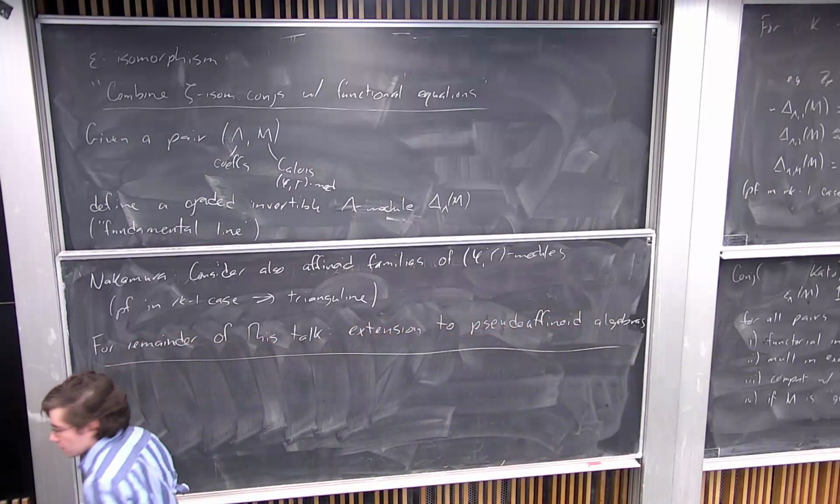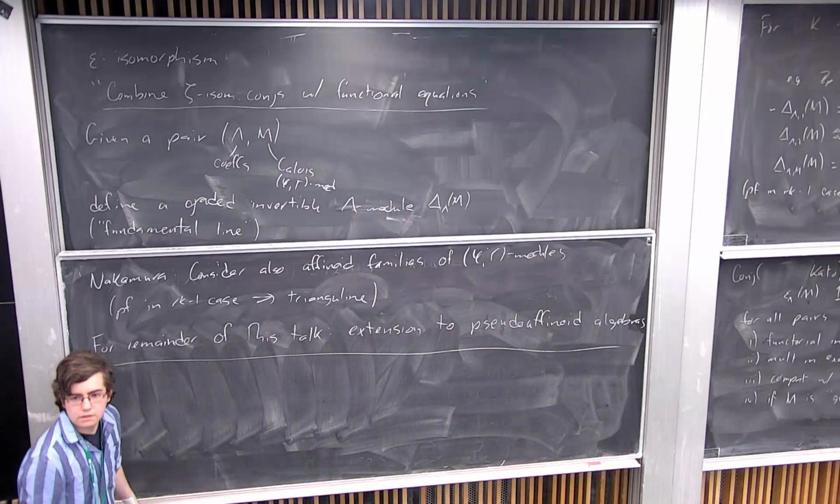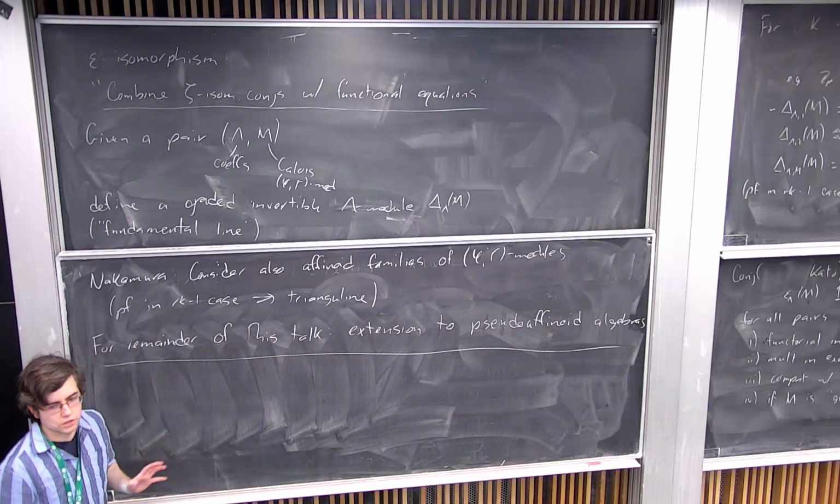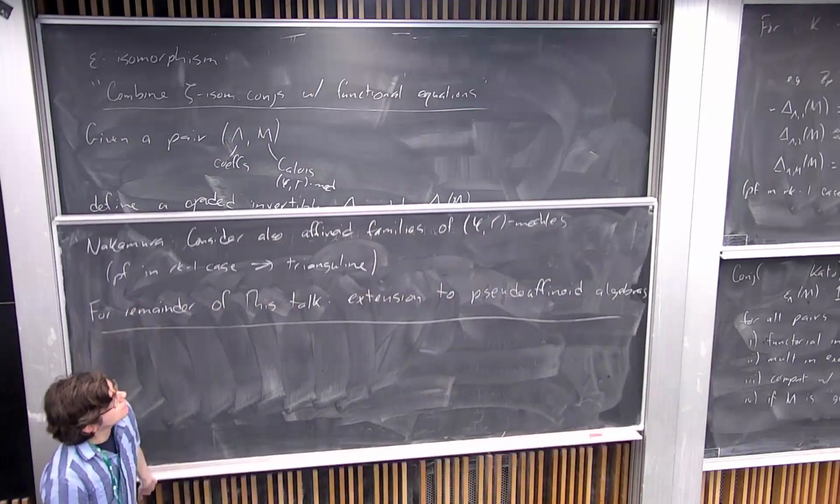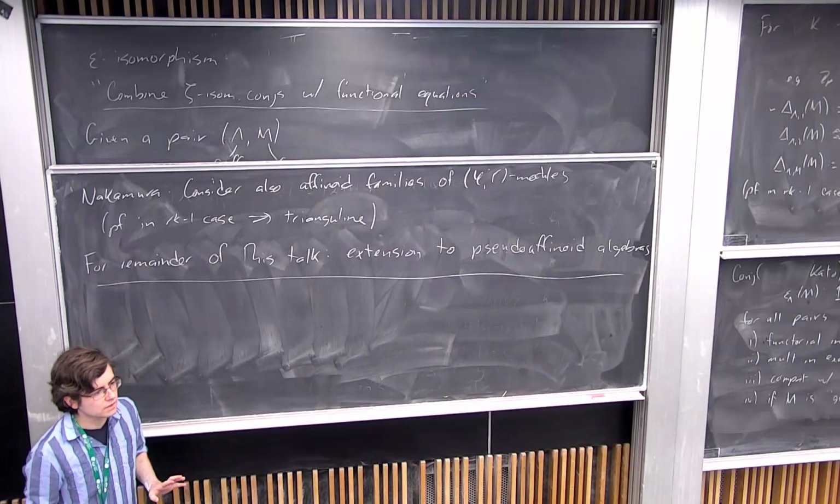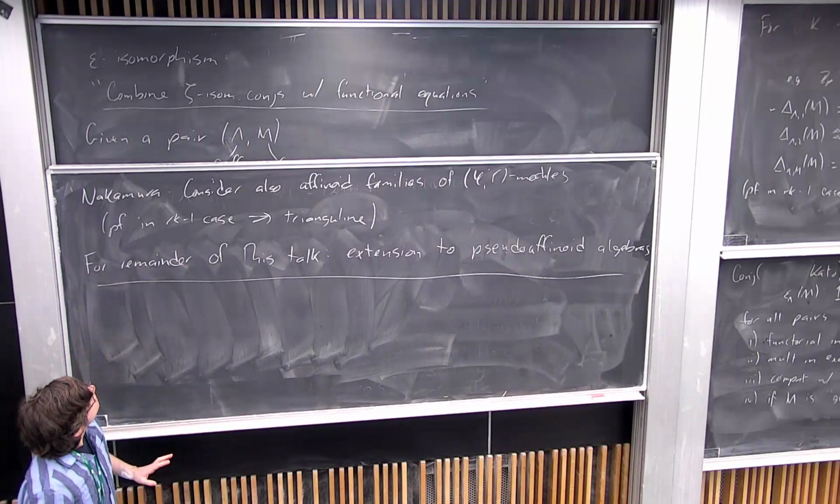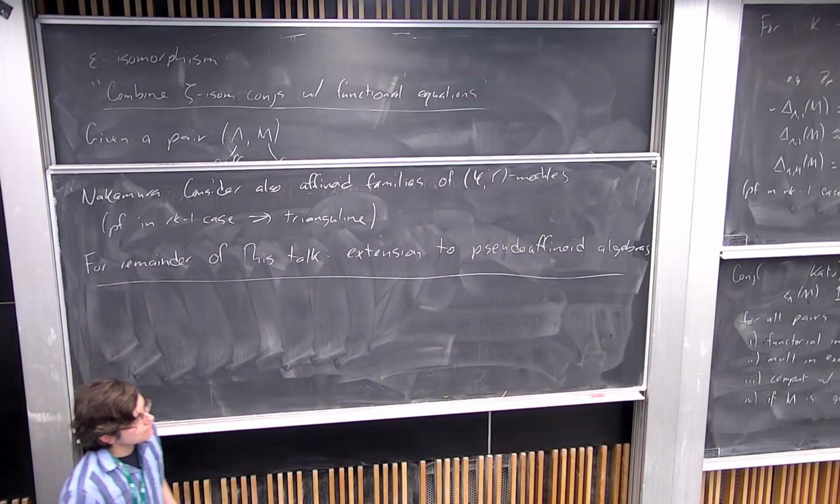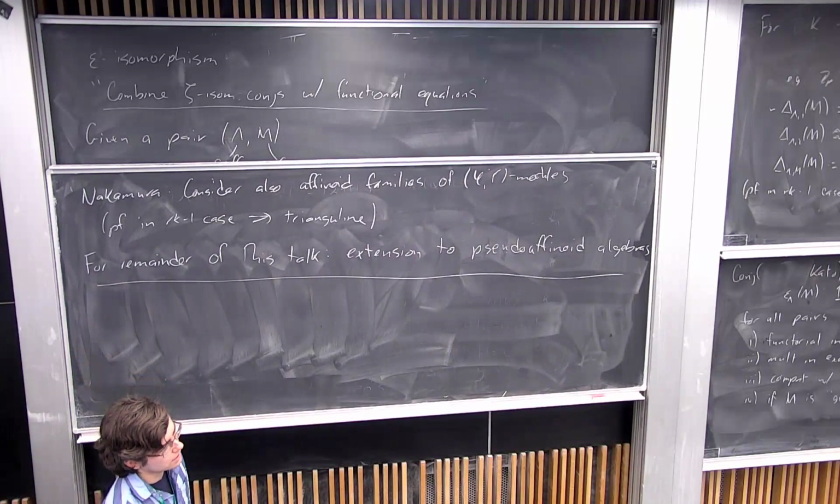So before I go on, are there any questions about either the motivation or the setup? When you say proof in rank 1 or triangular case, I mean, it depends on the definition or construction of this fundamental line. Is it just kind of the same definition you gave before?